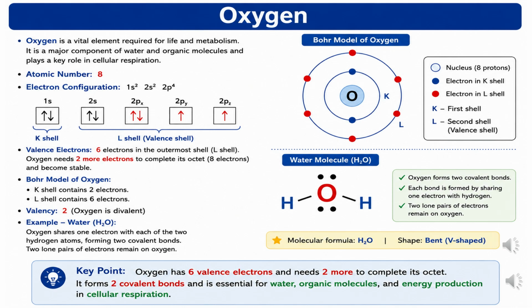Oxygen is a major component of water, carbohydrates, proteins, lipids, nucleic acids, and ATP. It is also the final electron acceptor in cellular respiration, enabling cells to produce ATP, the energy currency of life. Therefore, oxygen is essential for energy production, metabolism, and the survival of all living organisms.